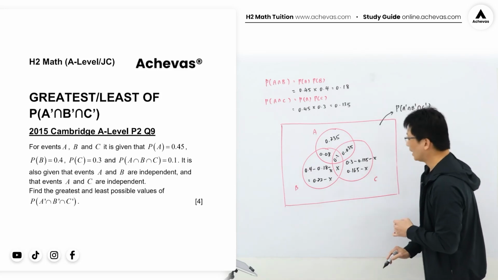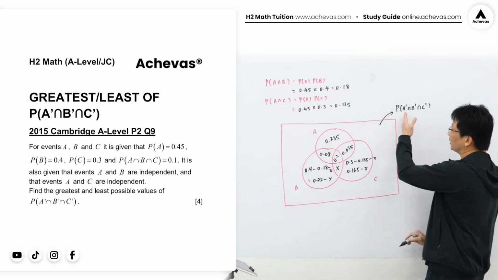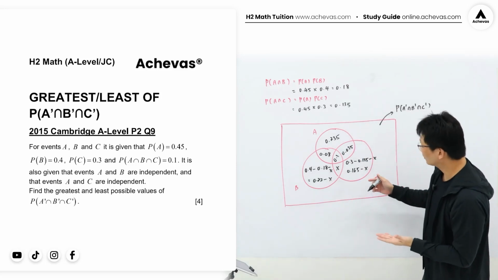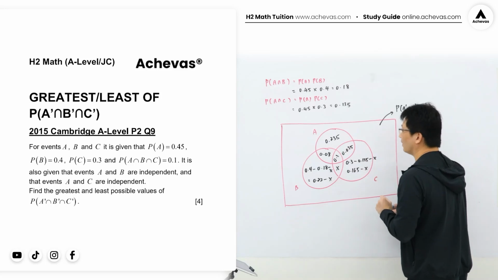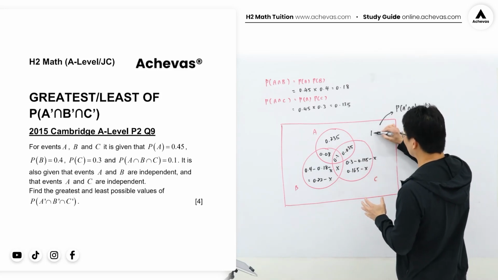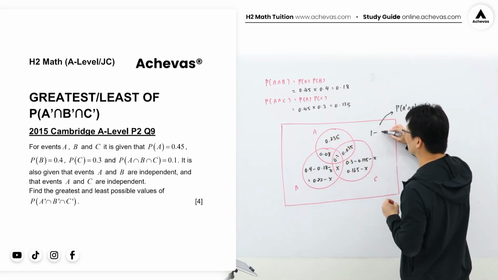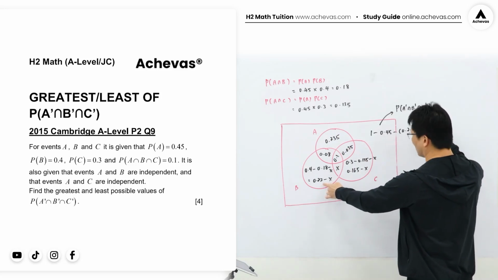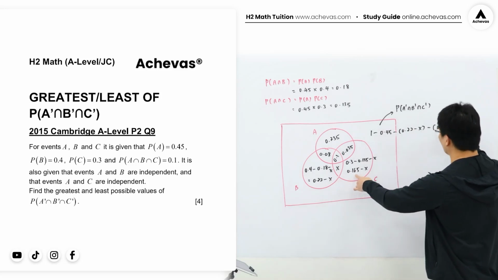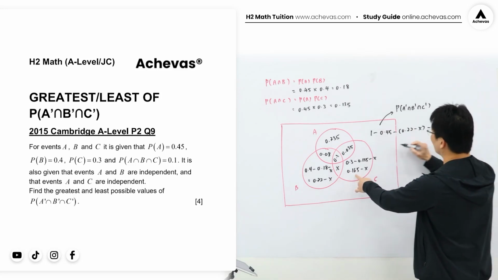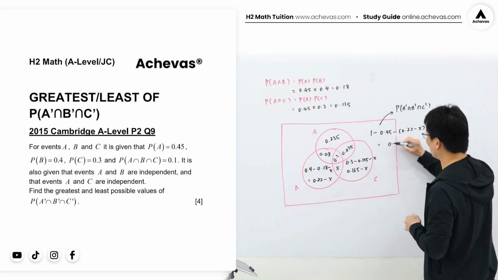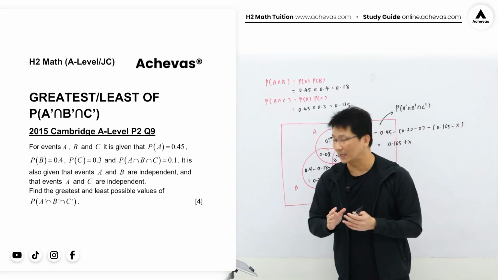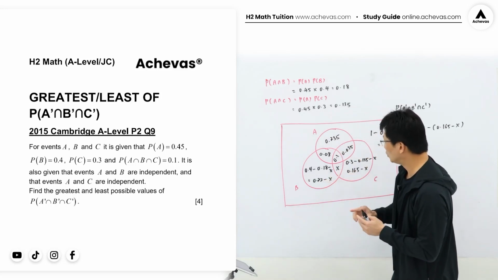Lastly, we find the probability of A prime intersect B prime intersect C prime in terms of X first. I'm just going to do 1 minus all these values. 1 minus this whole region, which is 0.45, minus 0.22 minus X, minus 0.165 minus X, and this gives me 0.165 plus X.